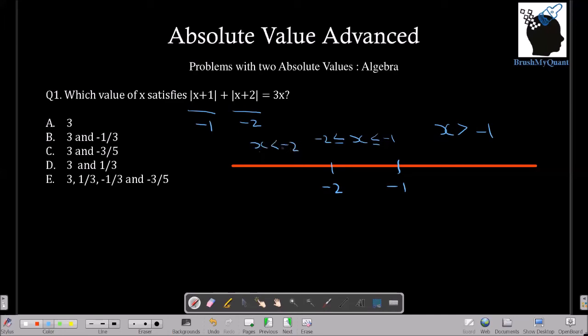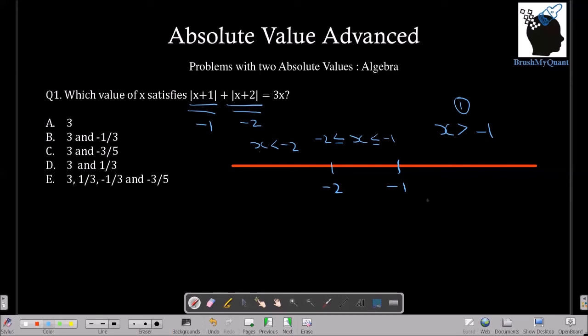In each and every case, we are going to open the absolute value and see what happens. Like in the first case where we have x greater than -1, let's take any value of x. Let's say x is equal to 0. If you put x equal to 0 in the first absolute value, you will notice that it will become positive. Similarly, the second one will become positive.